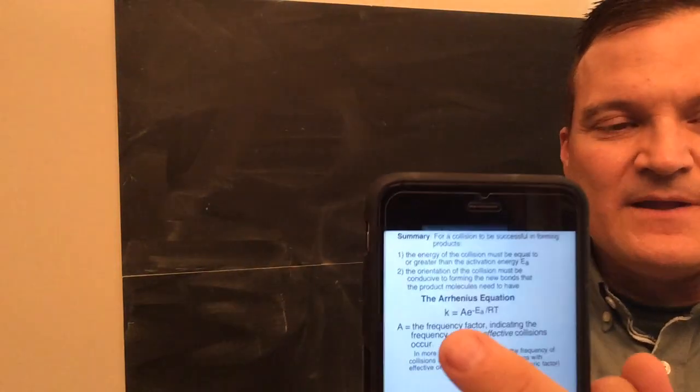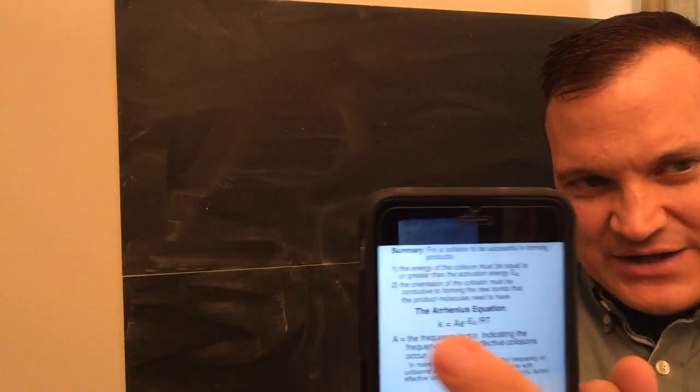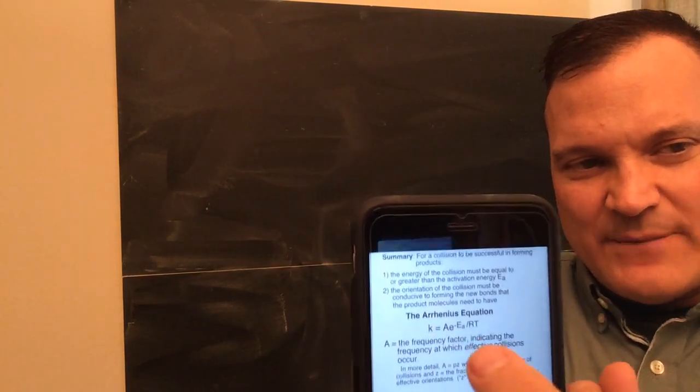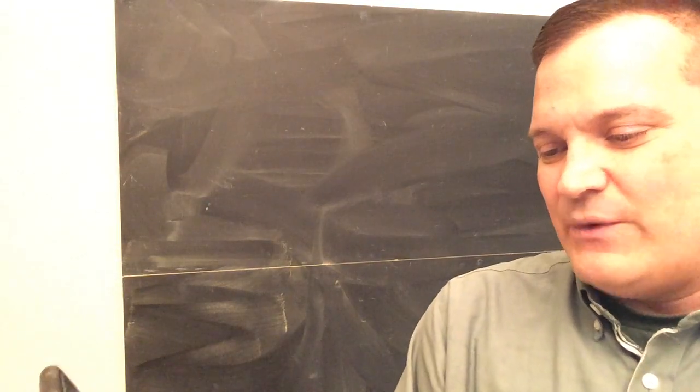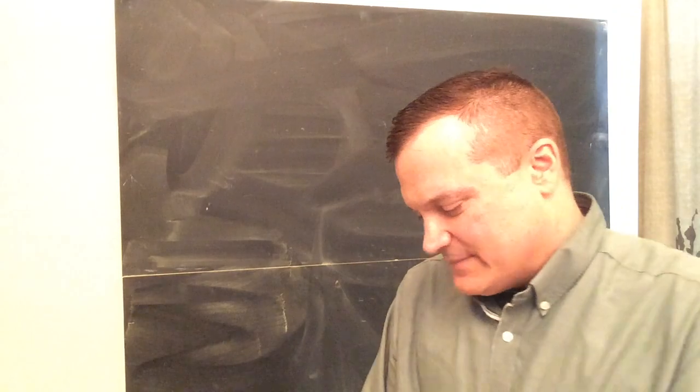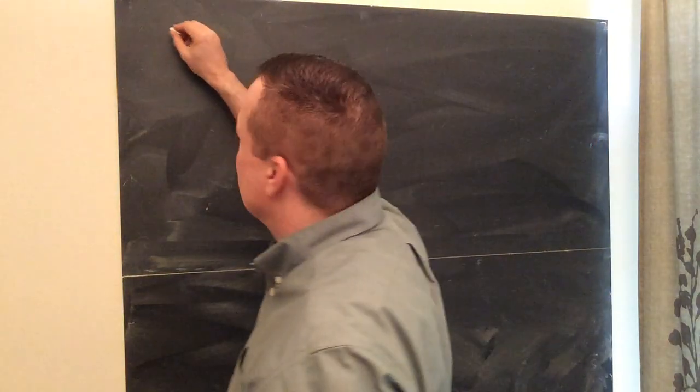I'm going to show you why. But what you do is you take this equation and then you take the natural log of both sides of the equation. And when you take the natural log of both sides, you end up getting this form. Okay, so 12.7b.